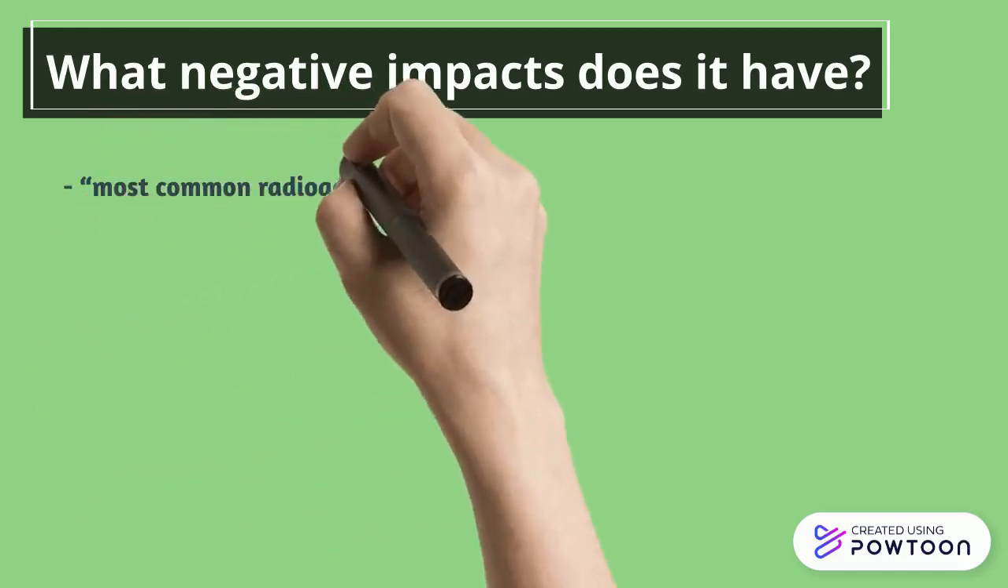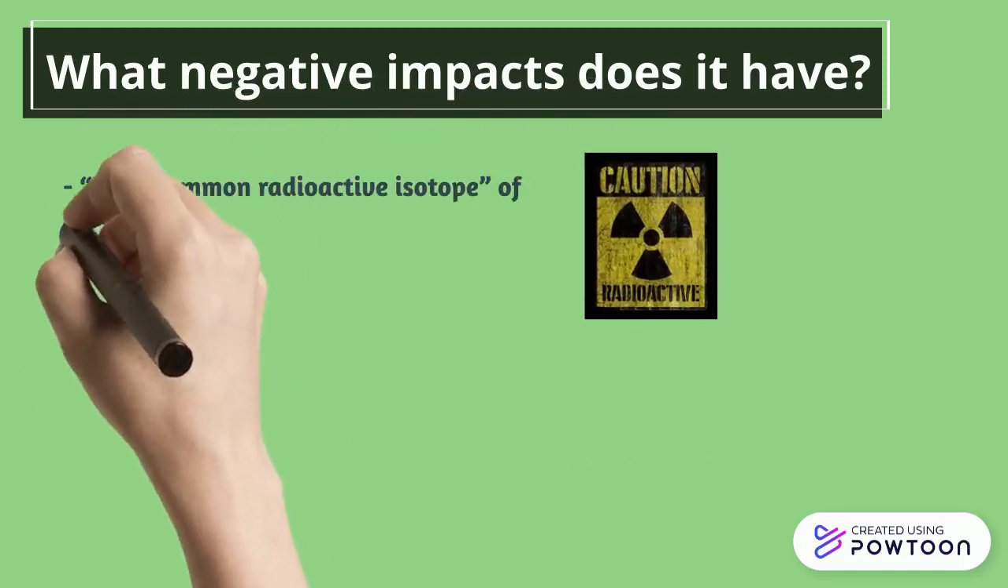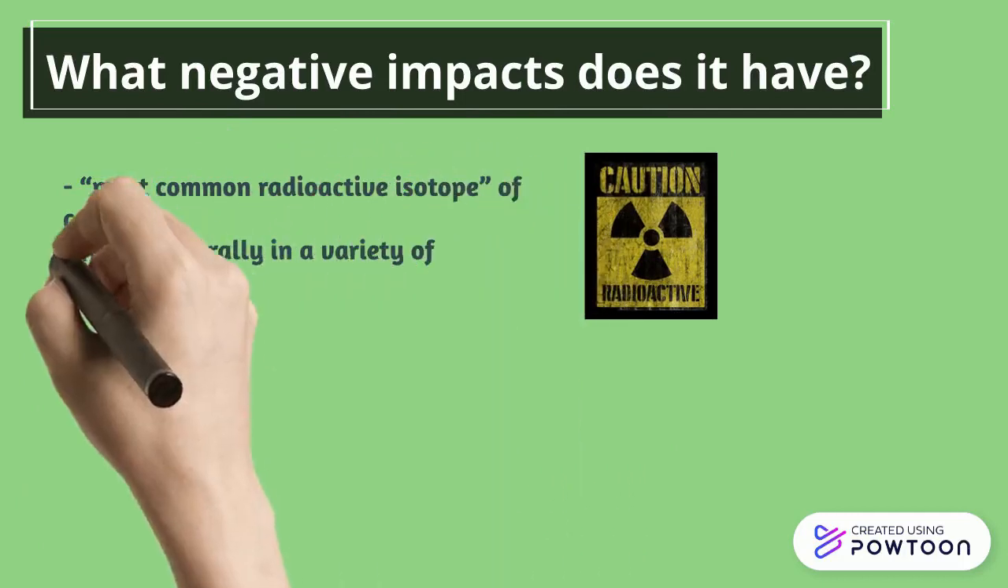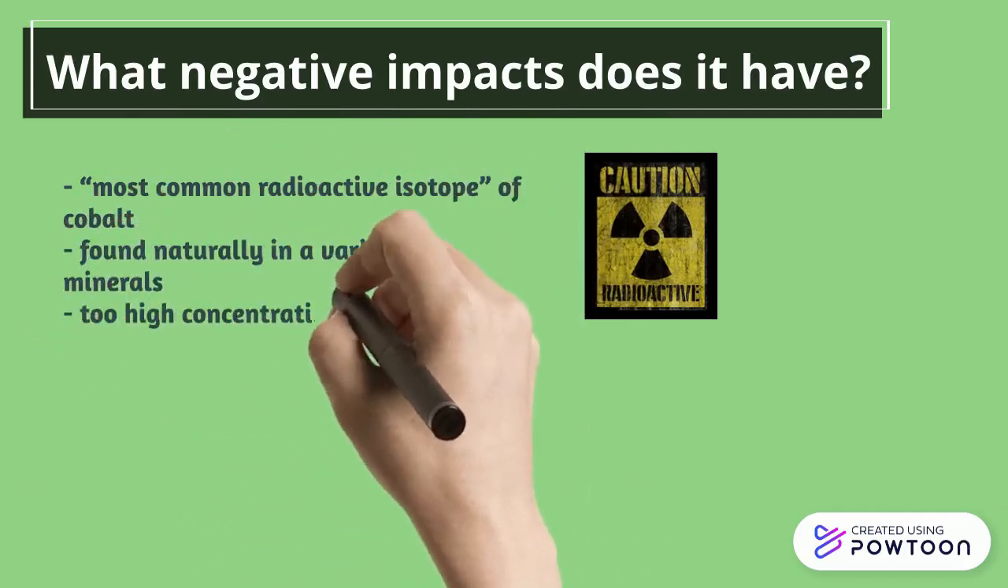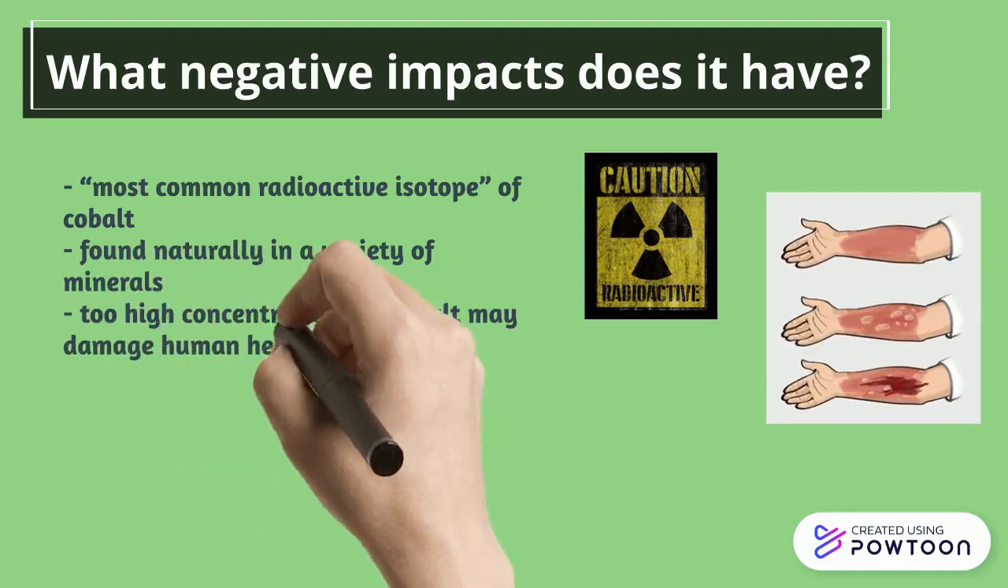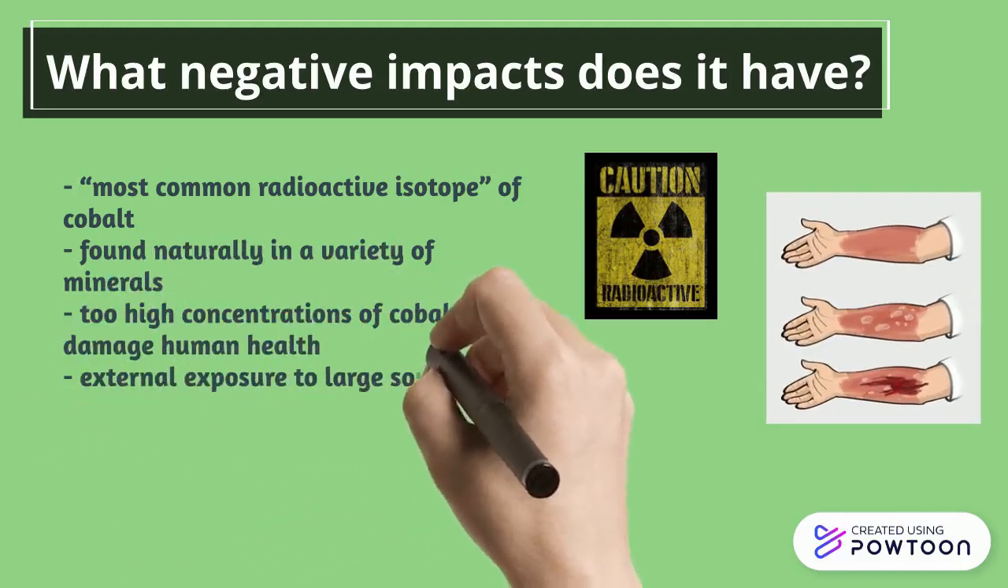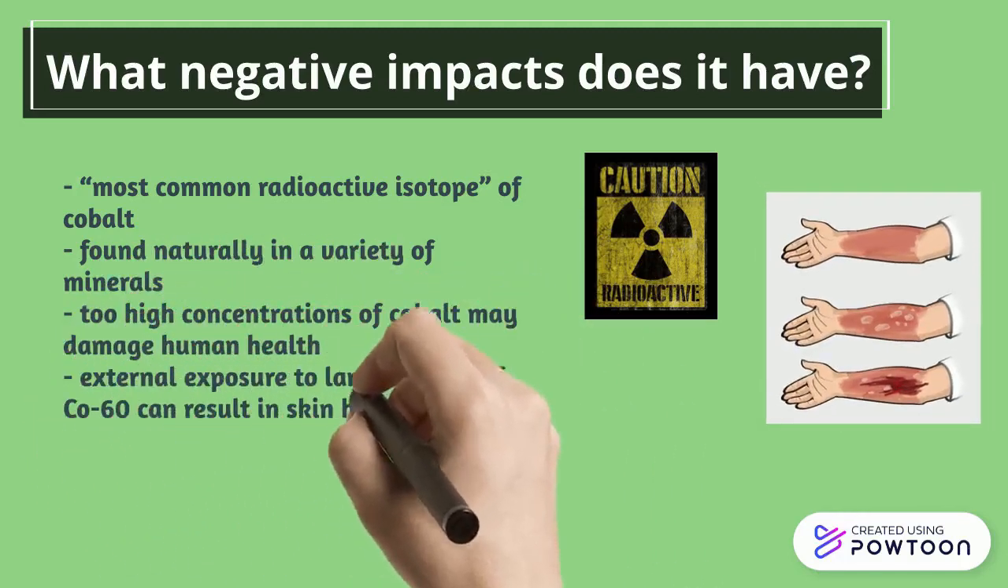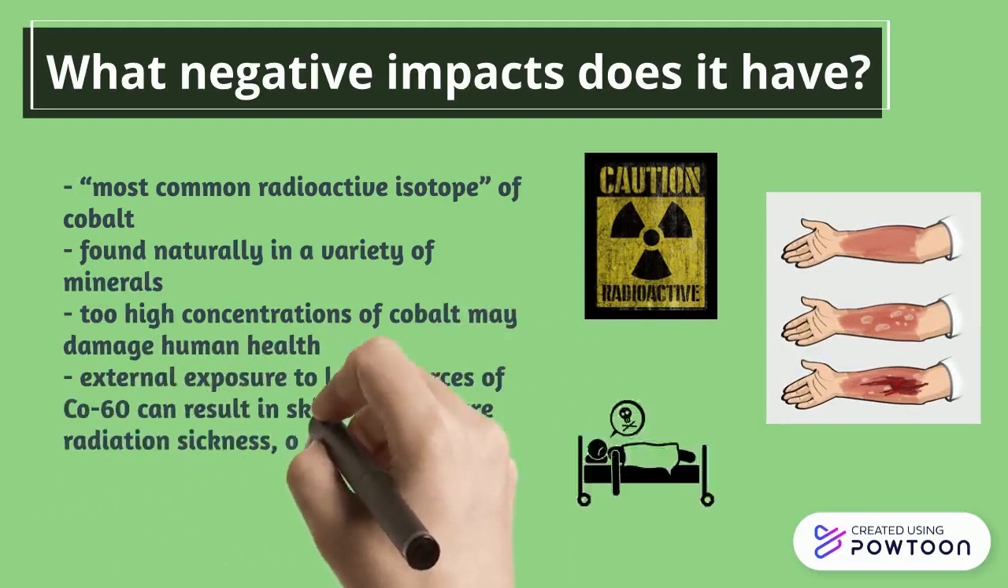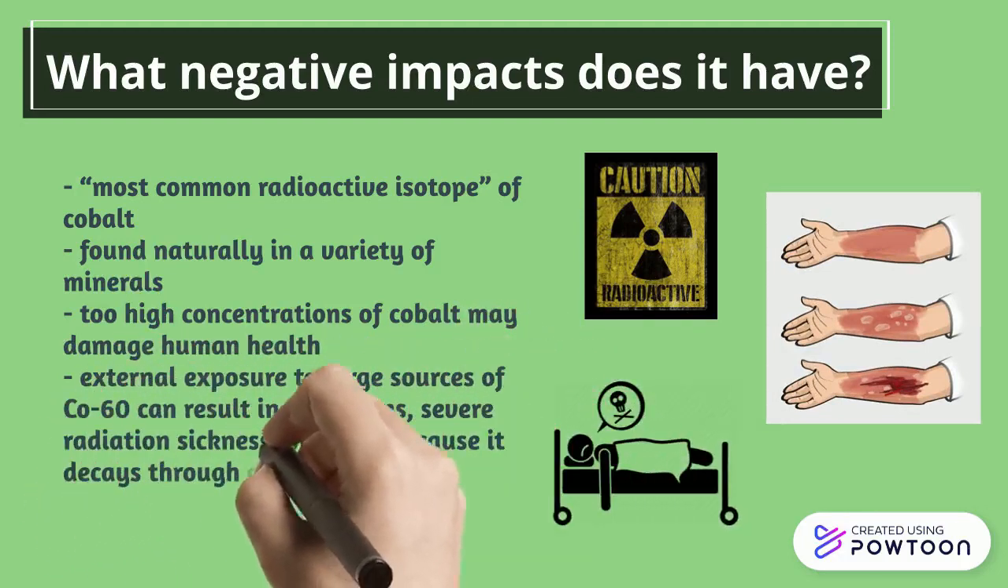Cobalt-60 is the most common radioactive isotope of cobalt, which is found naturally in a variety of minerals. Too high concentrations of cobalt may damage human health. The external exposure to large sources of Cobalt-60 can result in skin burns, severe radiation sickness, or even death because it decays through gamma radiation.